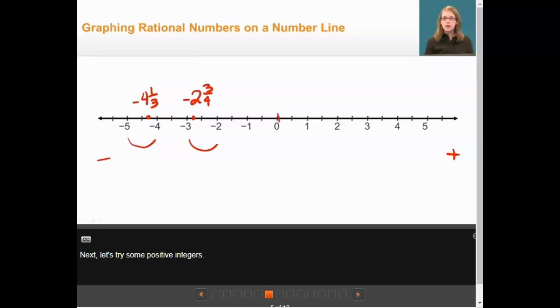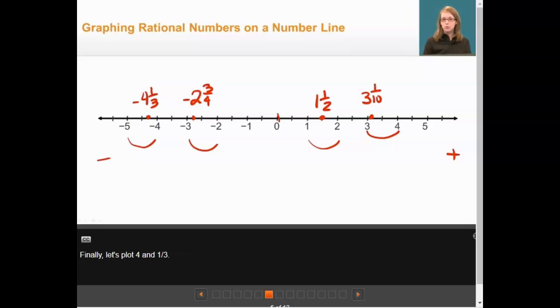Next, let's try some positive numbers. 1½ is a positive number that can be expressed on a number line. 1½ is between 1 and 2, halfway between. 3 and 1/10 is between 3 and 4, but much closer to 3 than 4. 3 and 1/10 is located here on a number line.